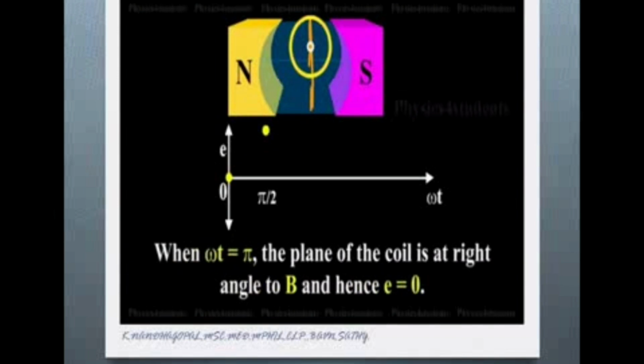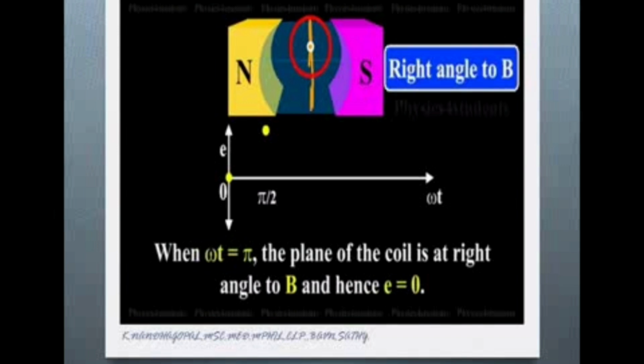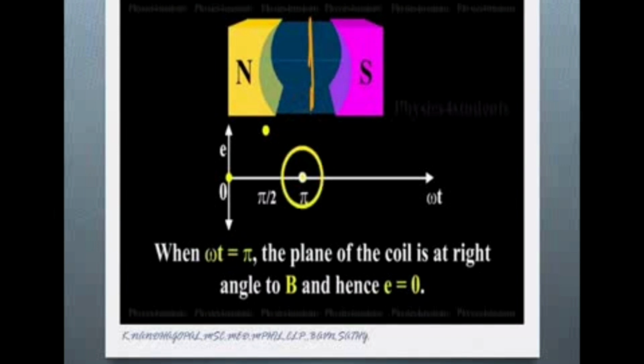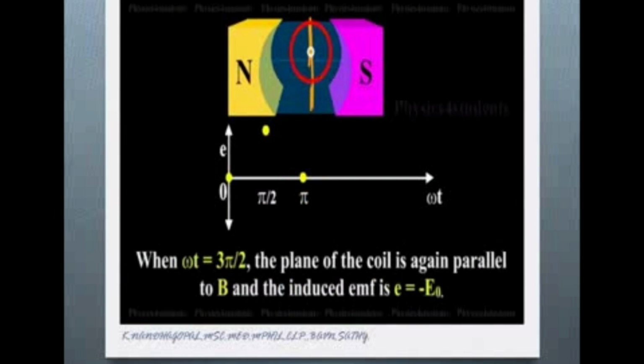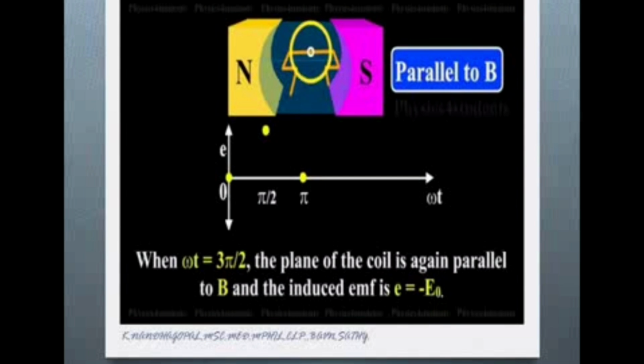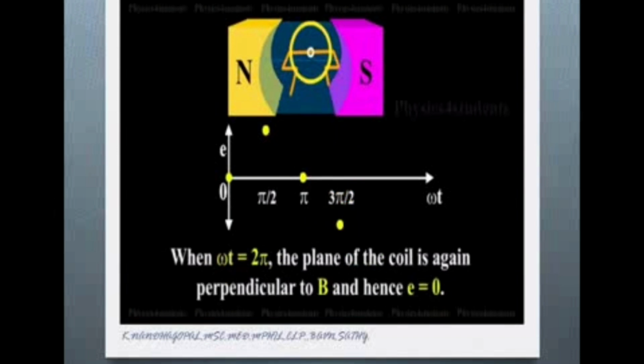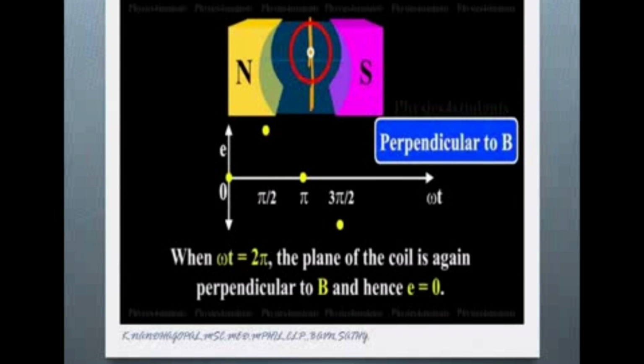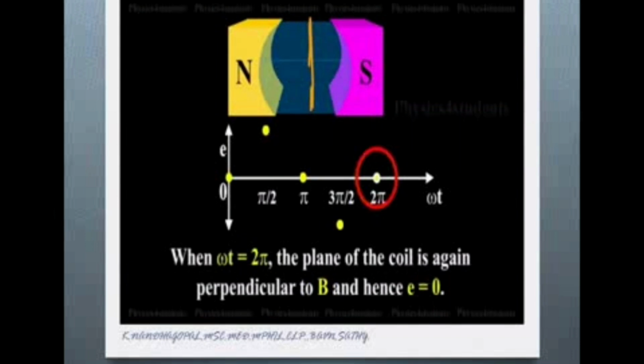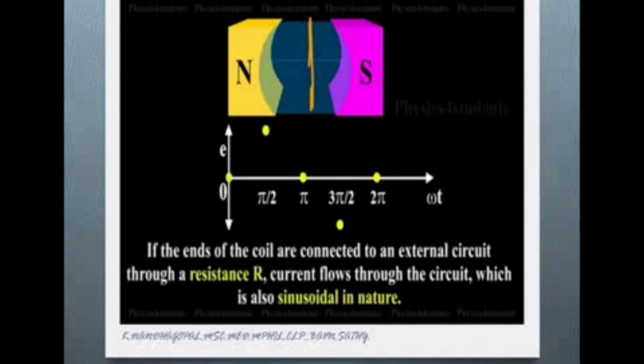Then again it rotates 90 degrees and comes to 180 degrees. 180 means again it is at a right angle to B, so again it is 0. Now another pi by 2 rotation takes it to 270 degrees, parallel to B but in the opposite direction. That is 3 pi by 2. Again it rotates 90 degrees and comes perpendicular to B, so the induced EMF becomes 0. Like that it produces the induced EMF.